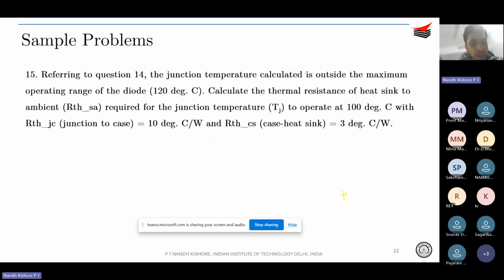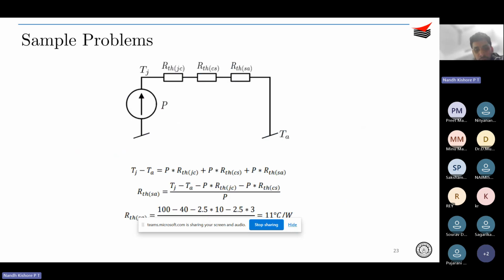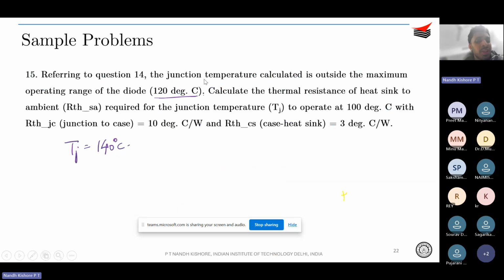So referring back to the previous question, the junction temperature that we calculated was how much? We computed Tj as 140 degrees. Okay, so it is outside the maximum operating range of the diode. It is given that the diode can withstand only till 120 degrees. So prolonged overheating of the device will result in device failure, or it will reduce the lifetime of the diode.